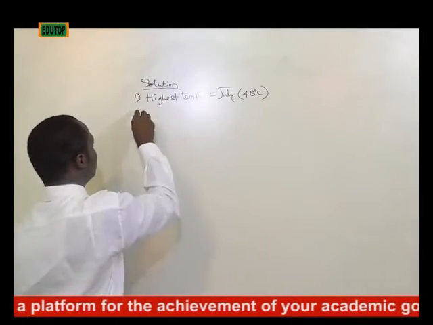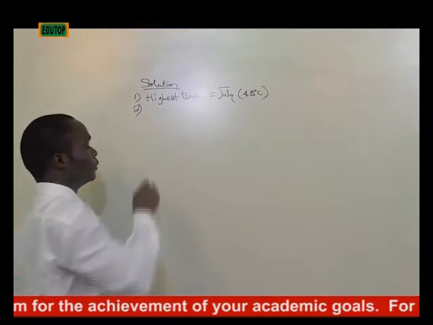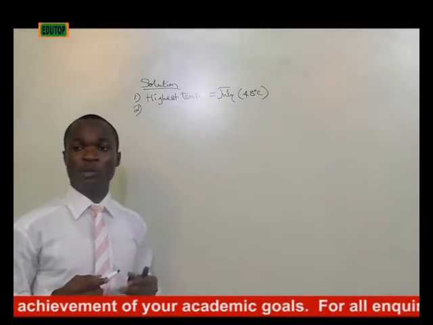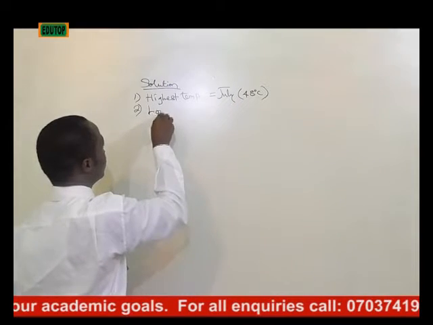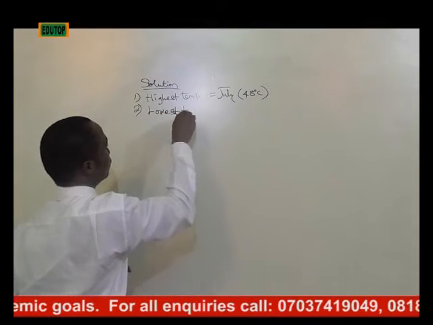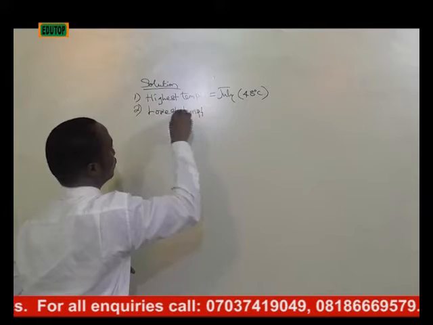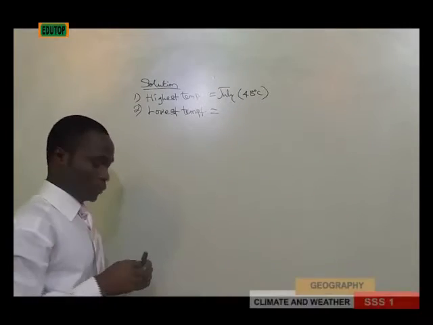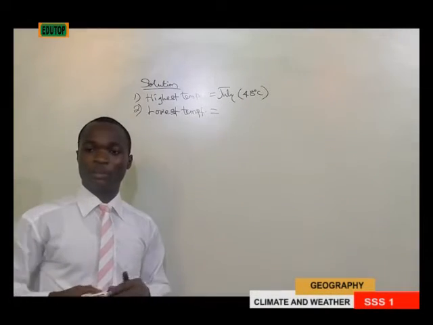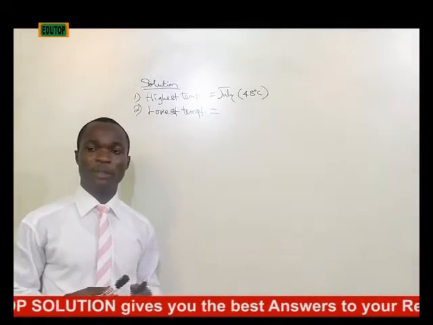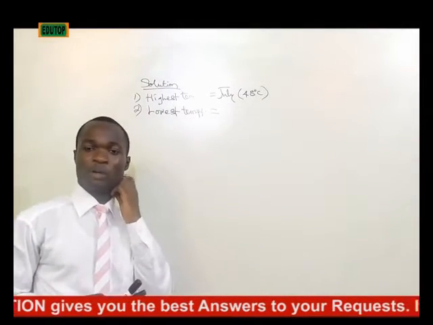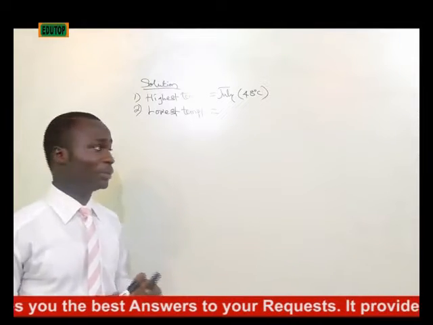Number 2, a month with the lowest temperature. From the table given, the month with the lowest temperature is May with temperature of 10 degrees Celsius.